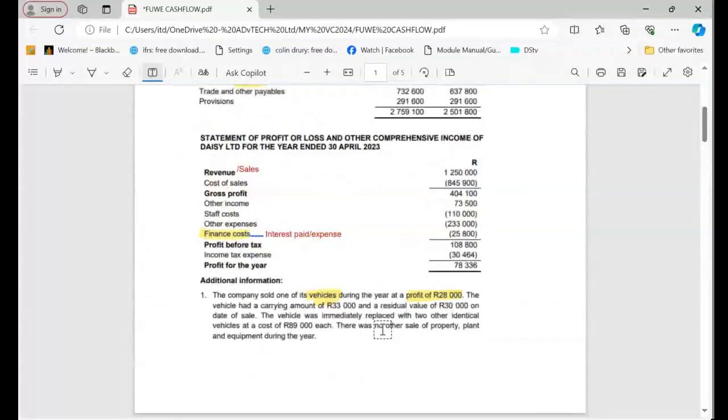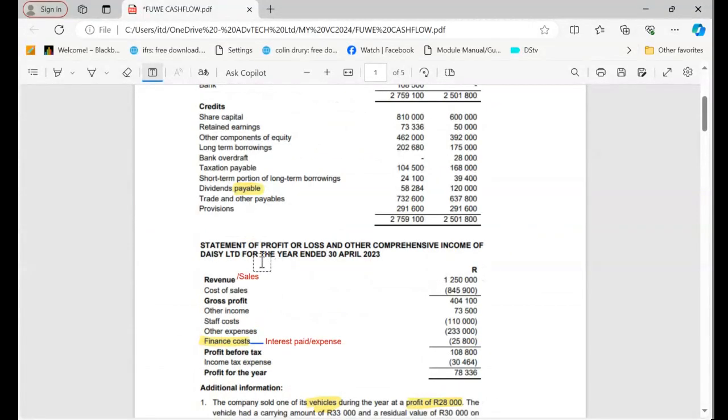When I scroll, it becomes a little bit blurry. I think I need to change the laptop, this laptop is tired. Now, this is the statement that I'm talking about. Do you see the interest that I'm looking for? It's that one, the finance cost, of 25,800. Yes, that's the one. It's for the current year.